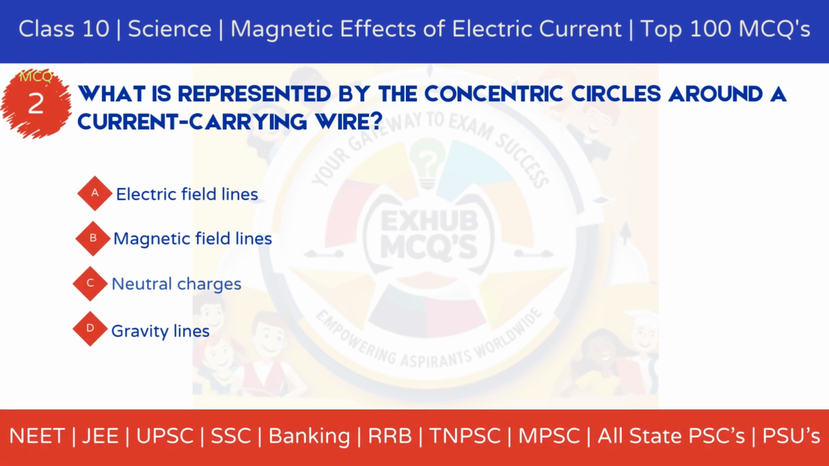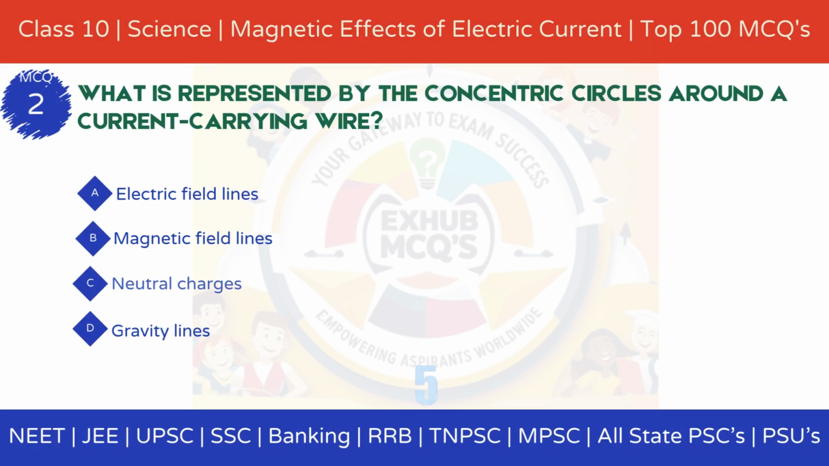MCQ 2. What is represented by the concentric circles around a current-carrying wire? Option A. Electric field lines. Option B. Magnetic field lines. Option C. Neutral charges. Option D. Gravity lines.